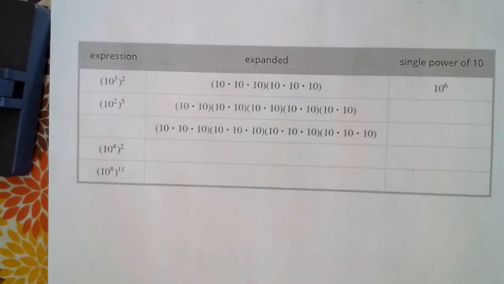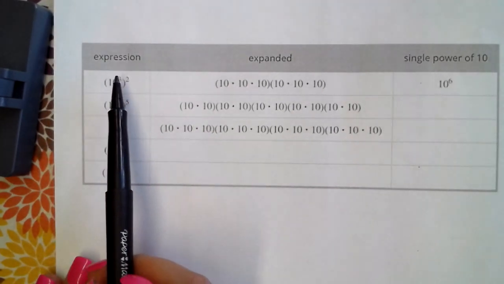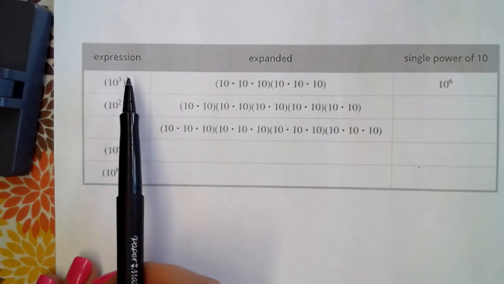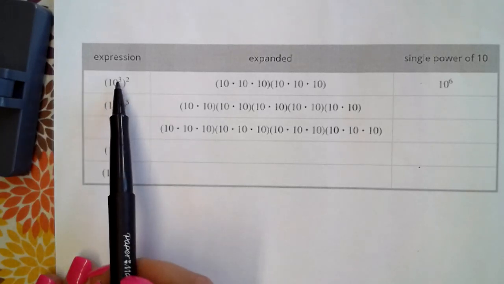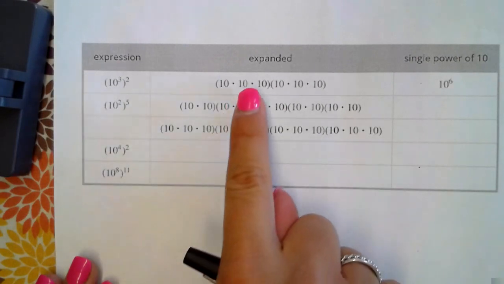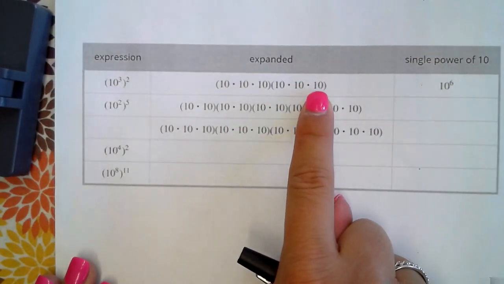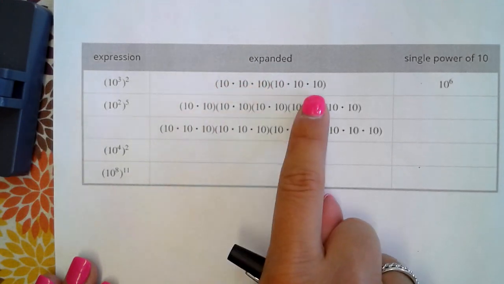Similar to yesterday, we're going to work through this exploration to find a rule to make our lives much easier. So this first one here, we're seeing 10 to the third power, and then that raised to the second power. We know exponents mean how many of these things are being multiplied. So 10 to the third is 10 times 10 times 10. This 2 is saying I have 2 of those. So 1, 2 of those.